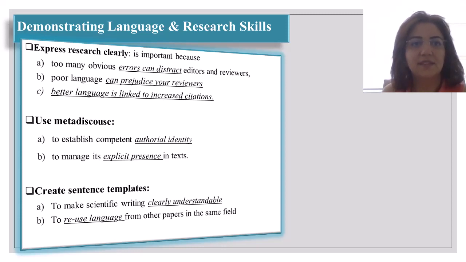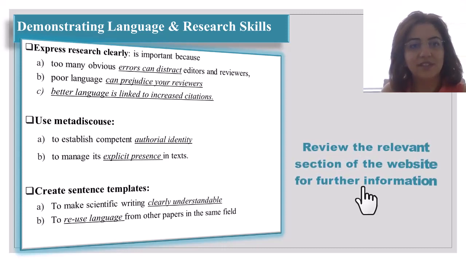The second strategy of conducting effective communication in your writing is to use meta-discourse. An essential aspect of successful academic writing is the writer's ability to establish competent authorial identity by judging the certainty of knowledge claims and to manage their explicit presence in text while persuading readers of their research contributions.